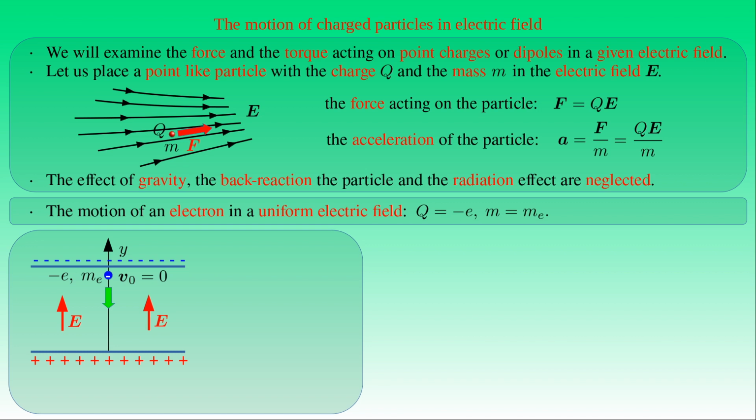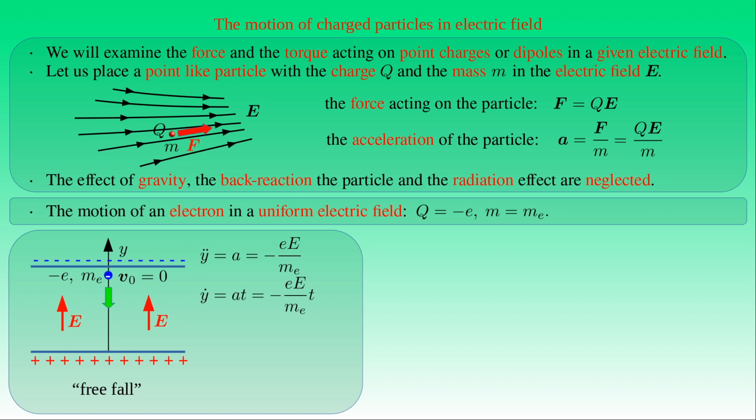Then we can compare the motion of the electron to the free fall of a body under the influence of gravity. The second-order time derivative of the y-coordinate, that is the acceleration a of the electron, is equal to minus the elementary charge small e times the magnitude capital E of the electric field over the mass m_e of the electron. Here the minus sign indicates that the acceleration points downward. The integration of this equation gives the first-order time derivative of the y-coordinate, that is the instantaneous velocity v of the electron, and it is equal to the product of the acceleration a and the time t, that is minus small e times capital E over m_e, times t.